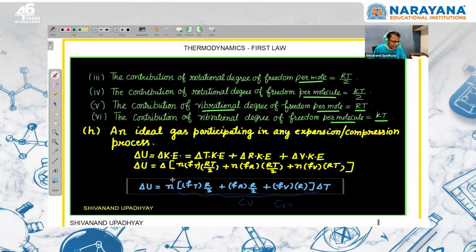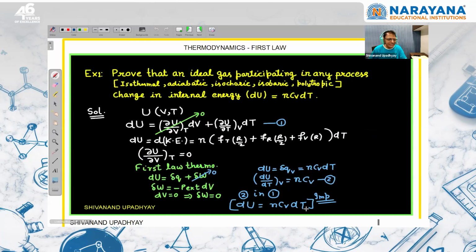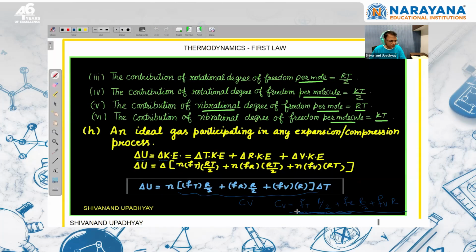So we should know that Cv is equal to translational degree of freedom into R by 2, plus rotational degree of freedom into R by 2, plus vibrational degree of freedom into R. So be careful about the language in the question. If nothing is mentioned, then we'll take only these two. If we are talking about monoatomic gas, only translational degree of freedom is there. For diatomic gas, translational and rotational under normal condition will be there. If drastic condition is there, vibrational degree of freedom will also be active, right?